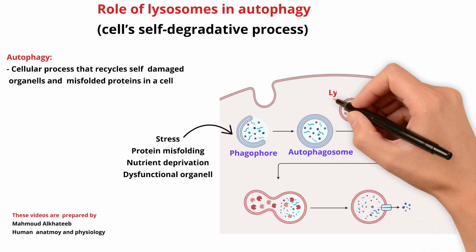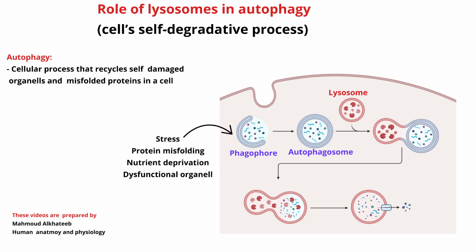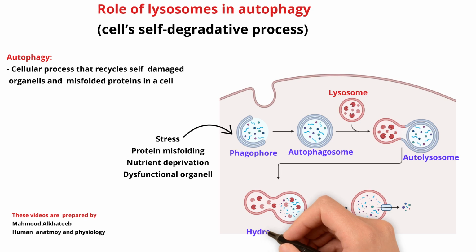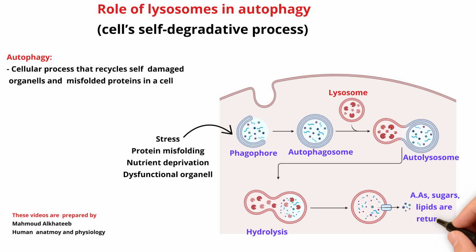The autophagosome then fuses with a lysosome, creating an autolysosome, where hydrolytic enzymes break down the engulfed material into its basic building blocks, such as amino acids, sugars, and lipids. These degraded products are subsequently transported back into the cytoplasm, where they can be reused for cellular repair and energy production.